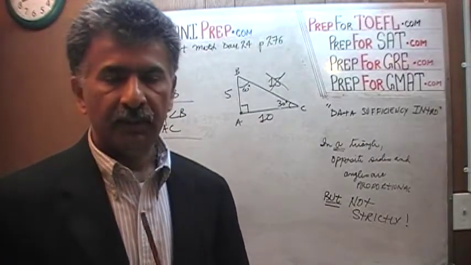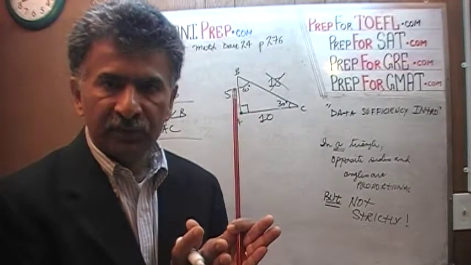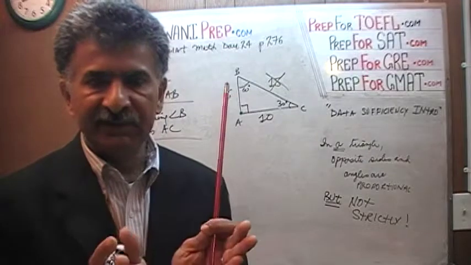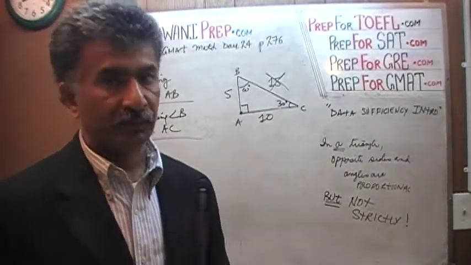You understand? If one angle is 10 degrees, and the side facing the 10 degrees is 2 inches long, it doesn't mean that the side facing the 40 degree angle is going to be 8 inches long. It does not mean that. They are not strictly proportional, not necessarily.